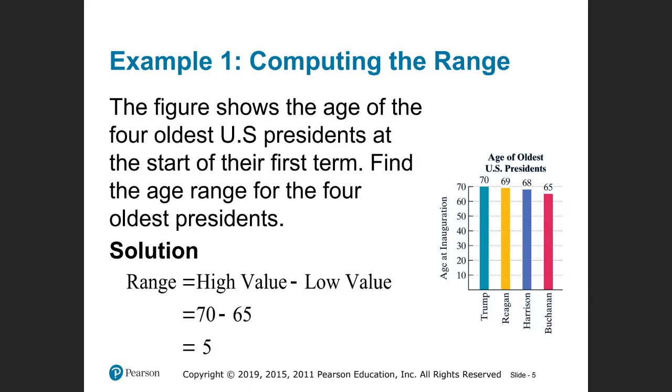Example 1, computing the range. The figure at the right shows the age of the 4 oldest U.S. presidents at the start of their first term. Find the age range for the 4 oldest presidents. Well, looking at the chart, you see that the oldest president is 70 and the youngest one is 65. So 70 minus 65 is 5. That is the range.